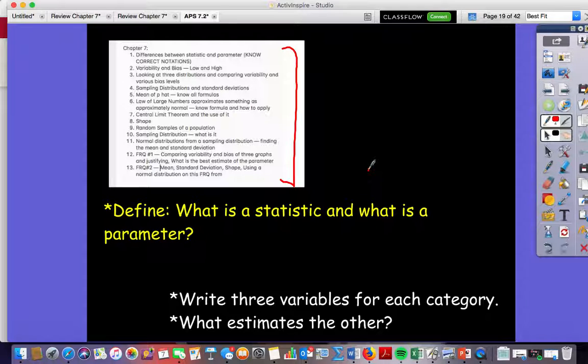Can I write on the back of my notes? You can, absolutely. You can use any formula sheet that you want to, though. That's appropriate for today, from here on out.